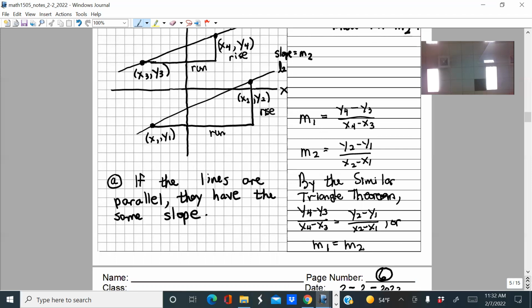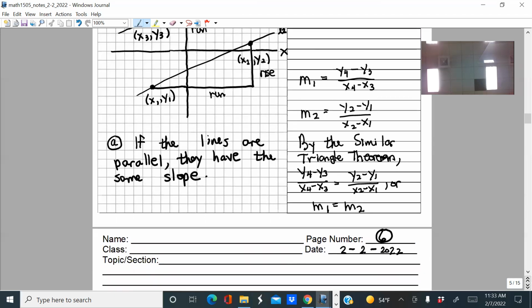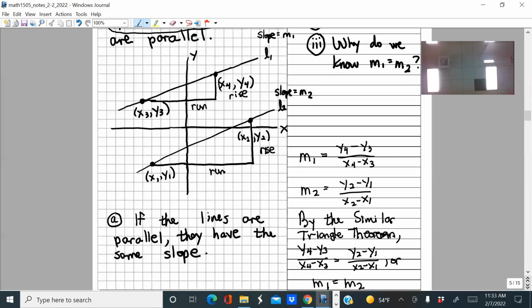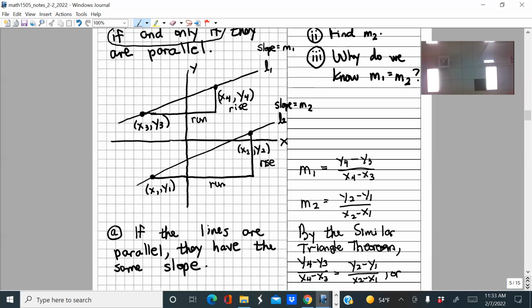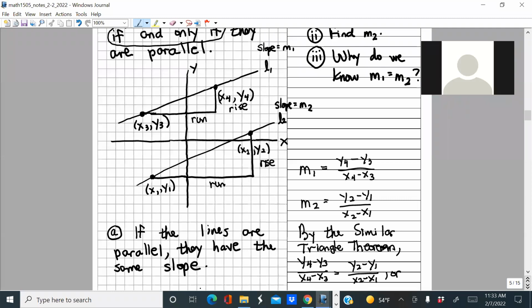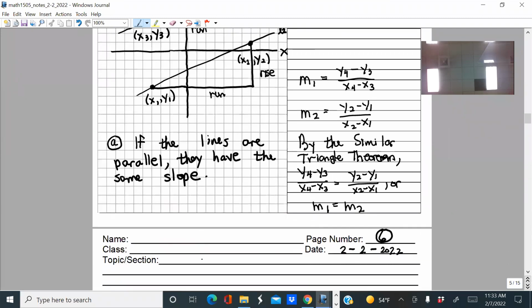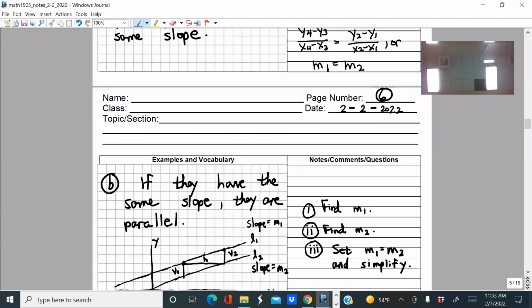Now, the other direction is a little bit more fun. What I showed here was if the lines are parallel, then they have the same slope. But the other way is true also. If you have two lines and you know they have the same slope, then they have to be parallel. That's a little bit trickier to think about.